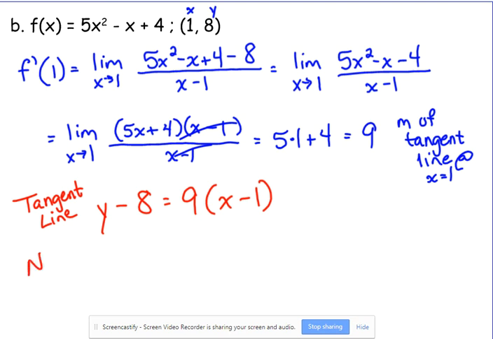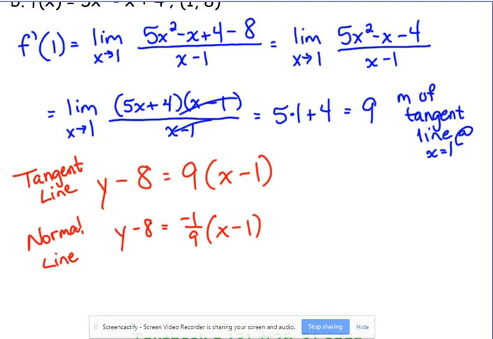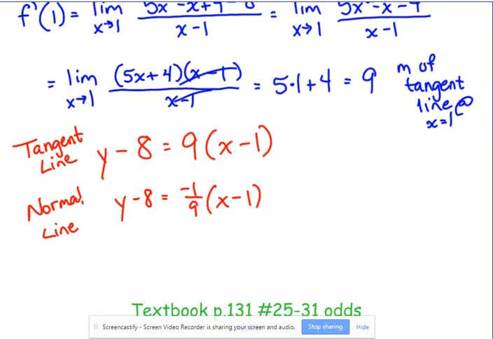The normal line is y minus 8 is equal to negative 1 over 9 times x minus 1. So same thing, just the opposite reciprocal slope. Okay, so I want you to try textbook page 131, 25 through 31 odds.